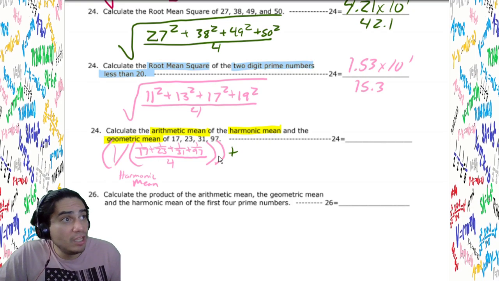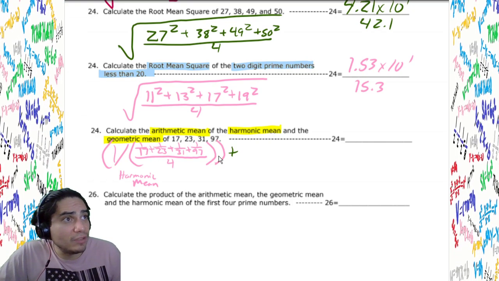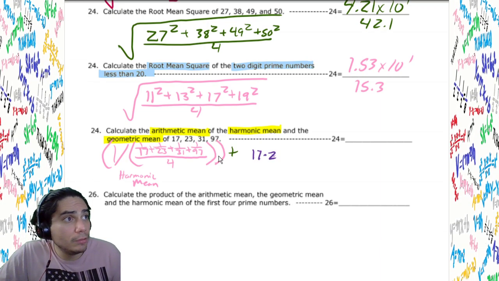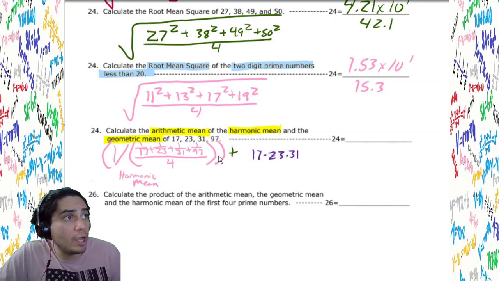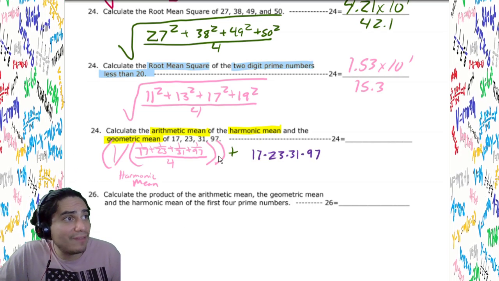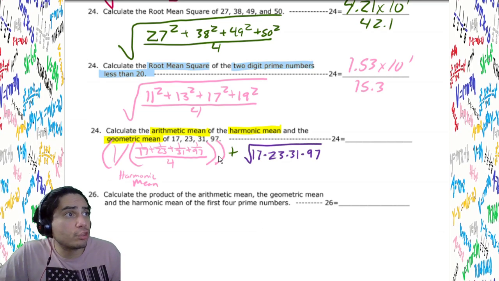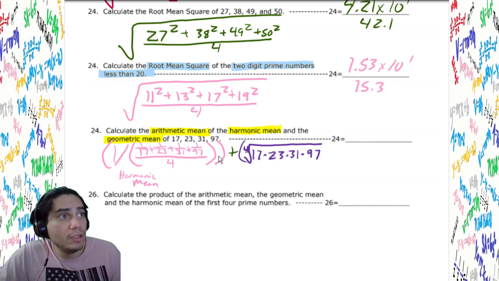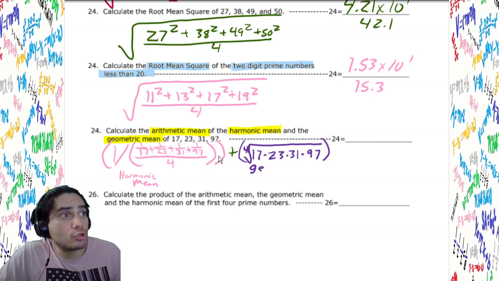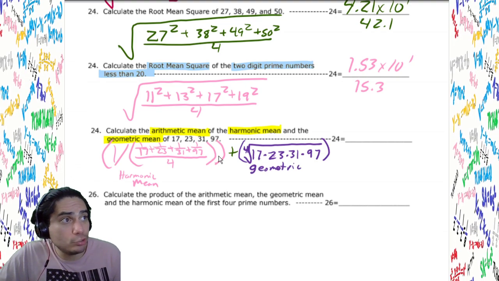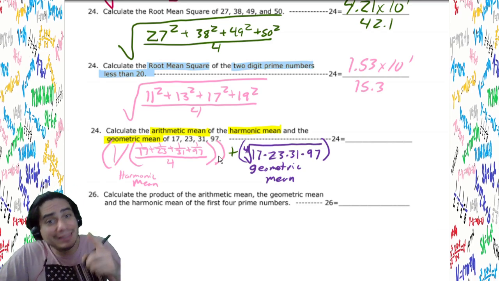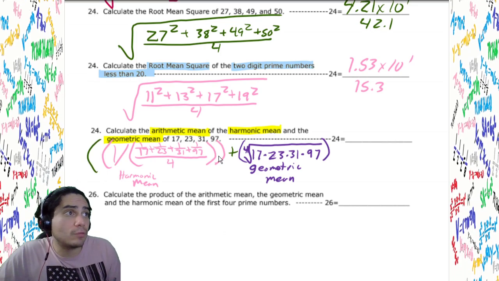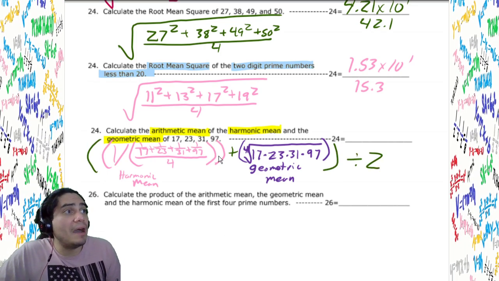The geometric mean. No, we're going to start with 17 times 23 times 31 times 97. And now we're going to fourth root this right here, okay? We get the fourth root of that bad boy. And that's the geometric mean, okay? So we're going to add those two up, and then our last step is to get all of this right here, and we're going to divide it by 2.